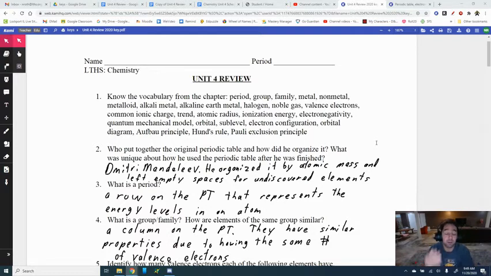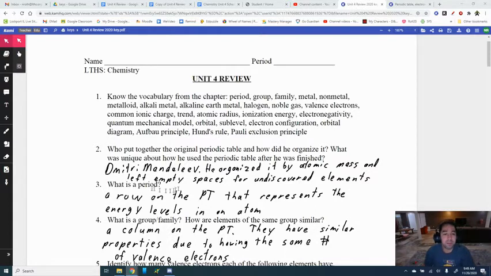So those empty spaces that he left paved the way for other scientists to discover these yet undiscovered elements, because they kind of knew what the properties of that undiscovered element should be. So it made it easier to discover.